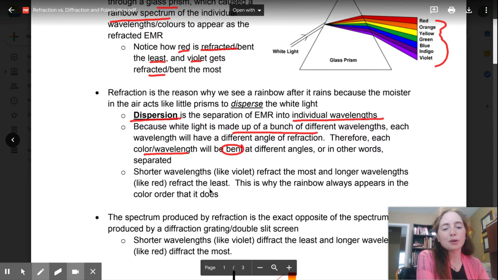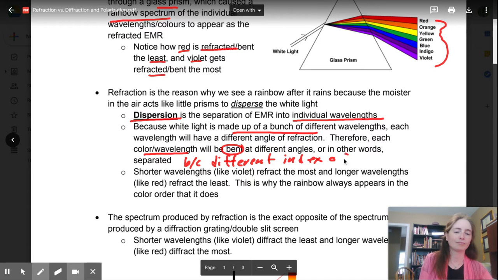This is because they have different indexes of refraction. Write that down. Your shorter wavelengths, as we already mentioned, are going to refract the most. Longer wavelengths refract the least. And so we have a pretty rainbow.